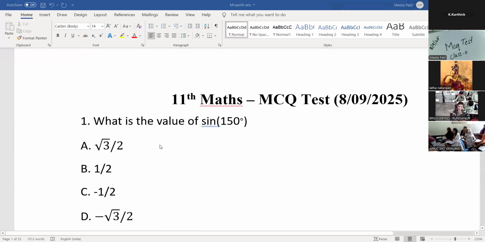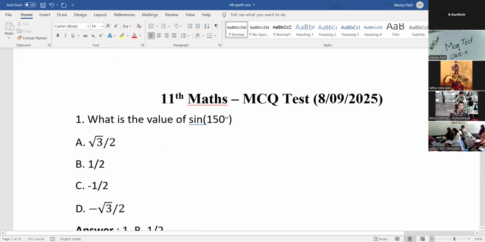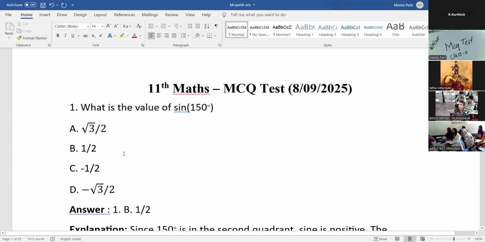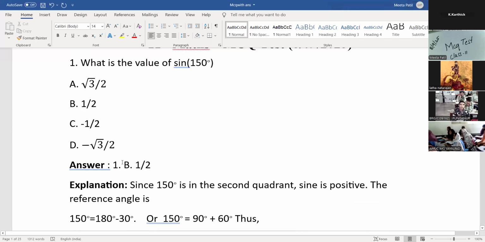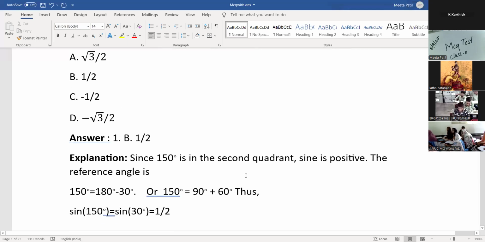So this will be the first question for you people. The first question asks: what is the value of sin 150 degrees? Here the answer will be option B, 1/2. So how were you people doing this one? We have to take 150 degrees as 180 minus 30 degrees, or either you can consider it as 90 plus 60.